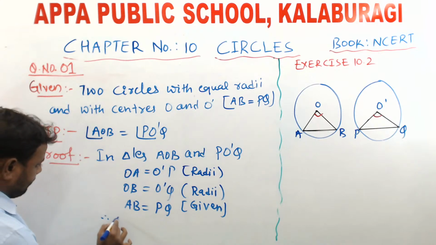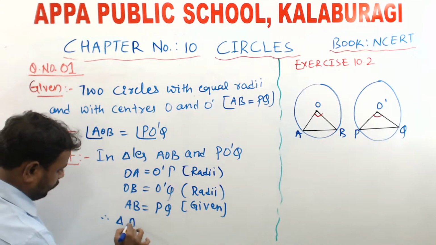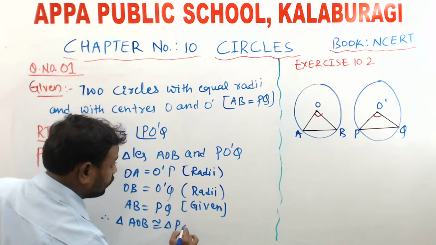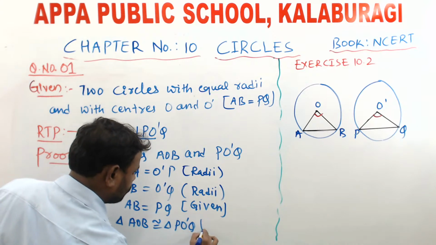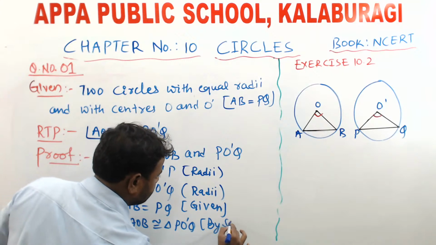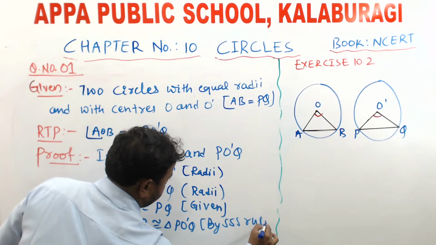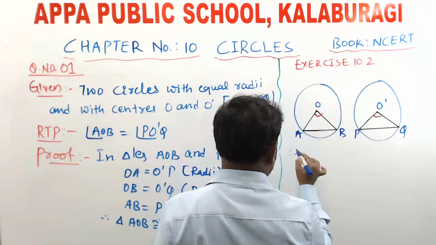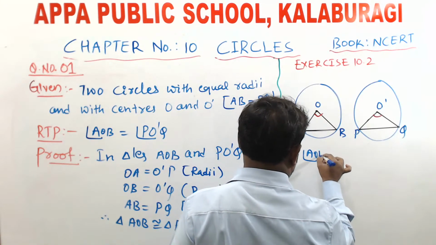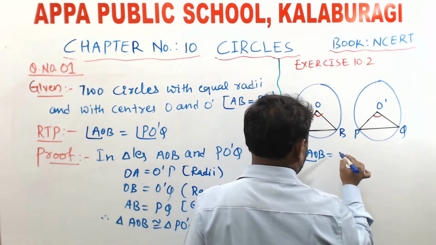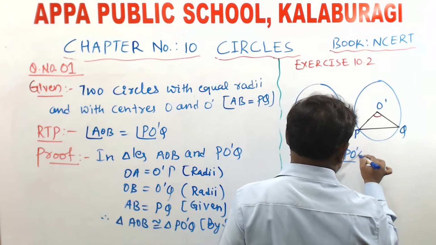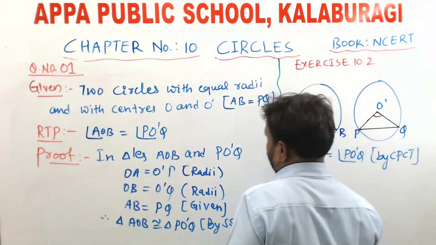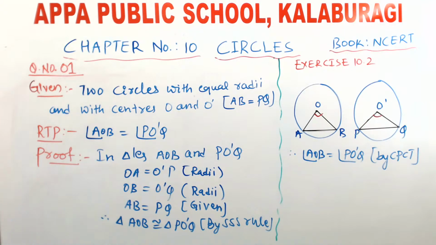So therefore, triangle AOB is congruent to triangle PO dash Q by SSS rule. You can write it at last. Therefore, angle AOB is equal to angle PO dash Q by CPCT, corresponding parts of congruent triangles. The first one we completed.